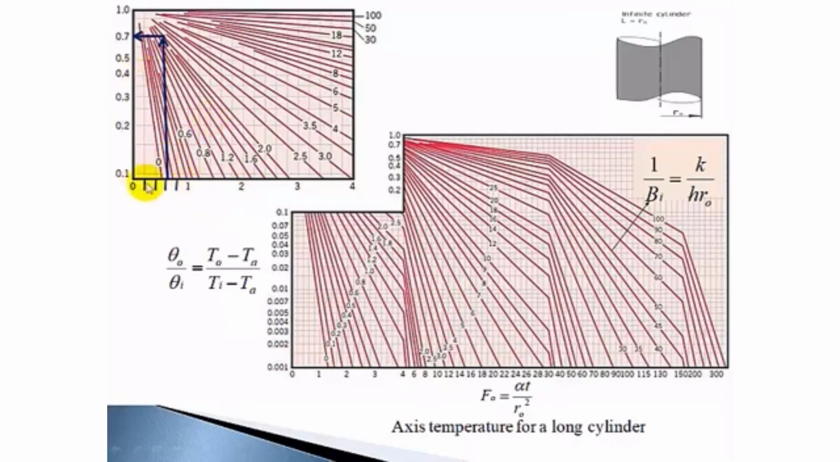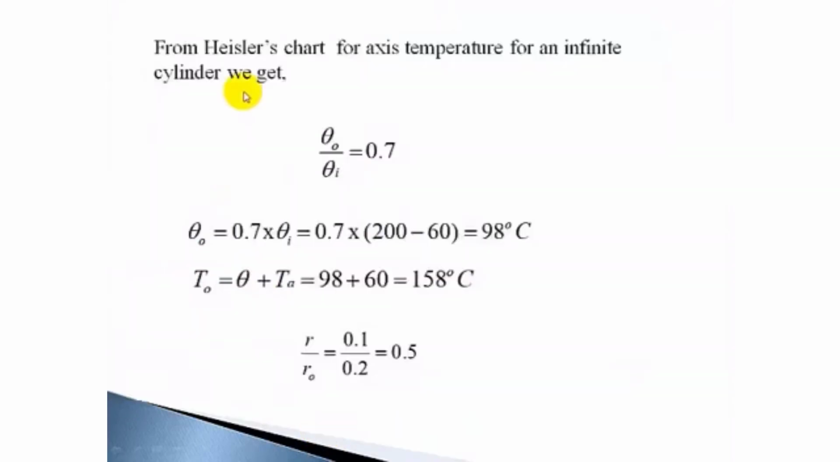Here it is 0.2, 0.4, 0.6, 0.8 and 1. So 0.617 will come somewhere here. And corresponding to 1 by Biot number 2, you can follow that line and reach here. This is the point where it meets the 1 by Biot number line, that is 2. From there you can draw a horizontal, which gives the value 0.7. So that is the value of theta naught by theta I. From Heisler's chart, for the axis temperature of an infinite cylinder, theta naught by theta I is 0.7.